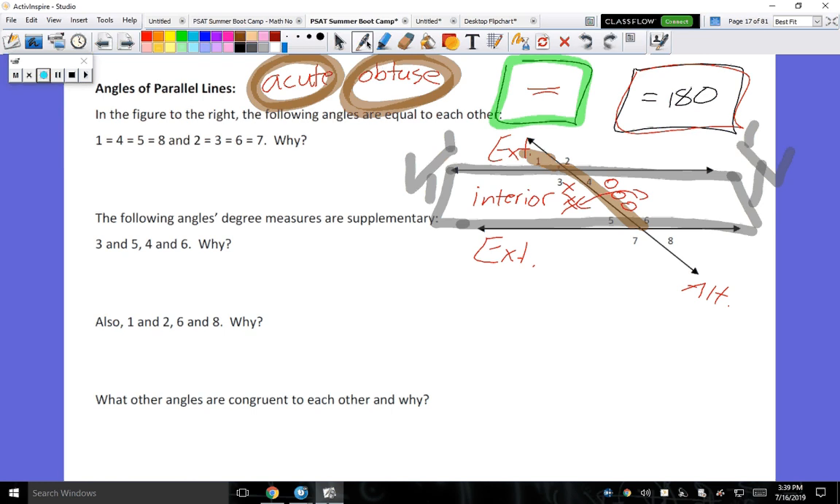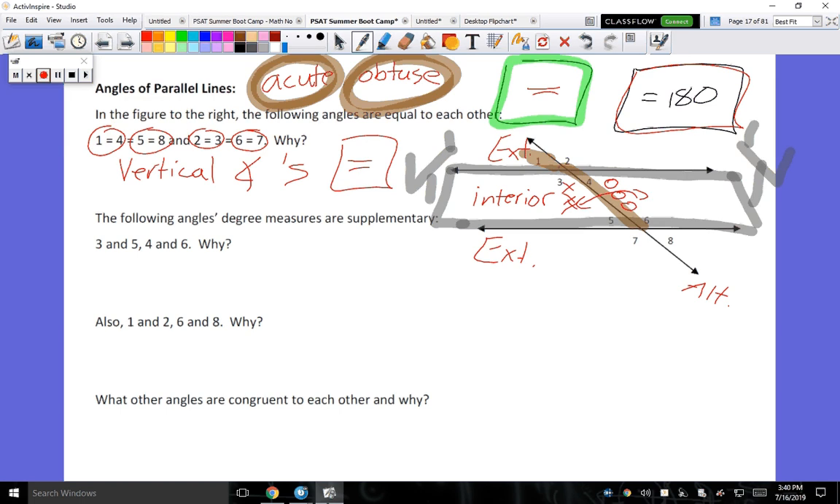Okay? Now, hopefully you've seen it a little bit differently, kind of stacked on knowledge that you already know. And now let's look at 1 and 4, 5 and 8, 2 and 3, 6 and 7. They're all equal. Why? What do we call those angles? Vertical angles. And they are equal.